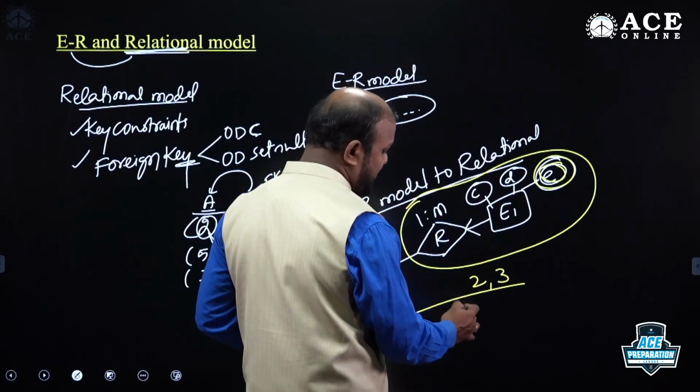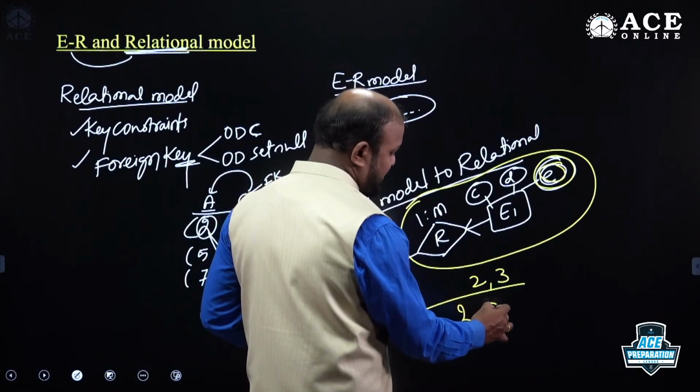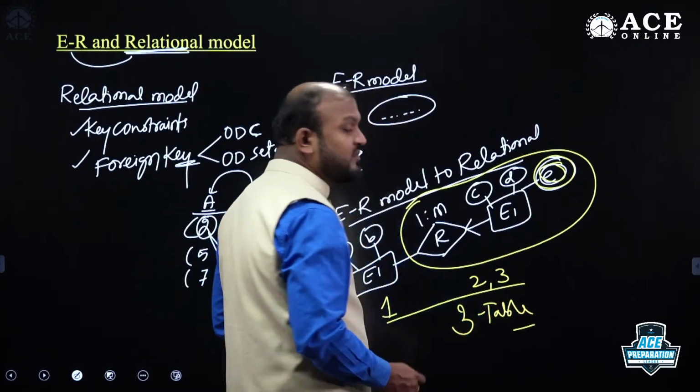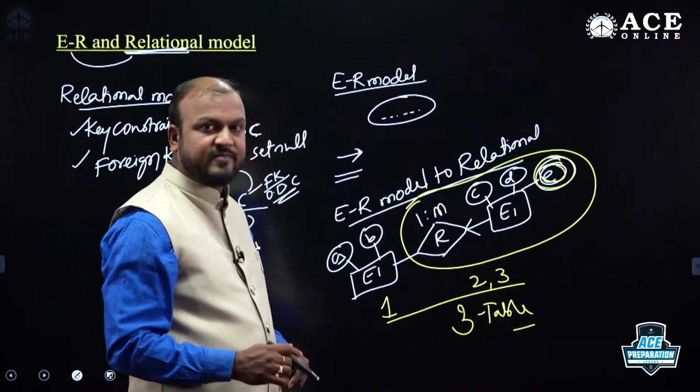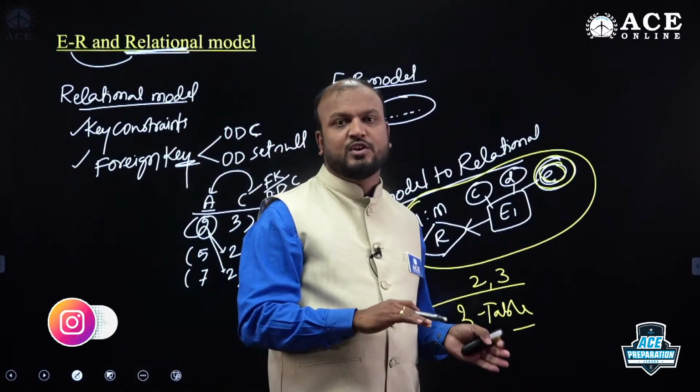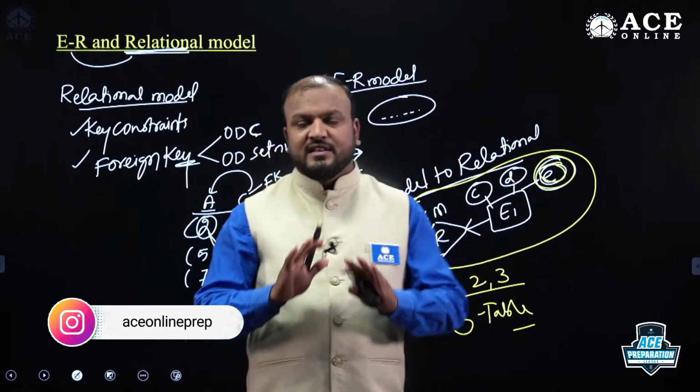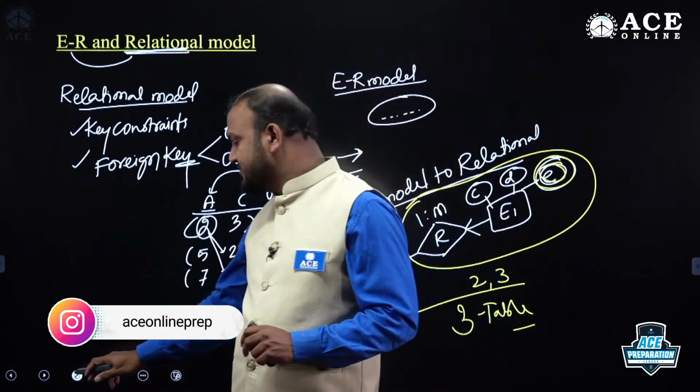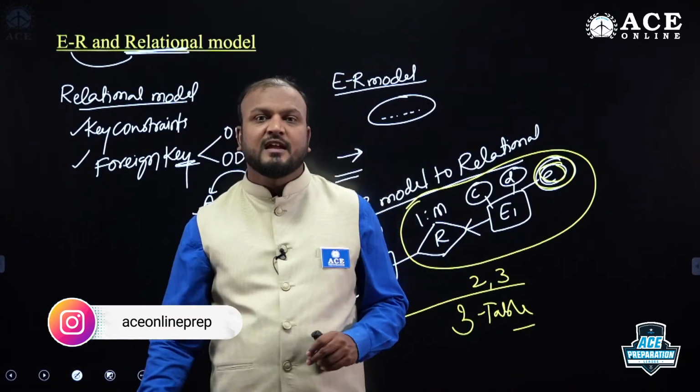So totally how many tables are possible? Three tables are possible. Most of the time, questions are on conversion of the ER model to relational models. These are the kinds of questions asked from the topic of ER and relational models.